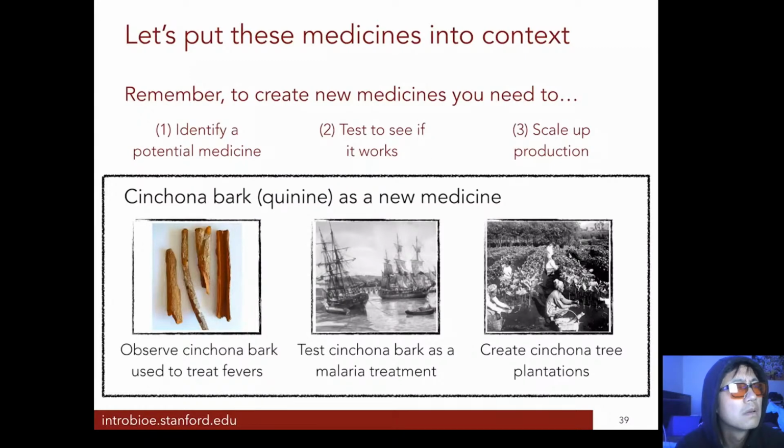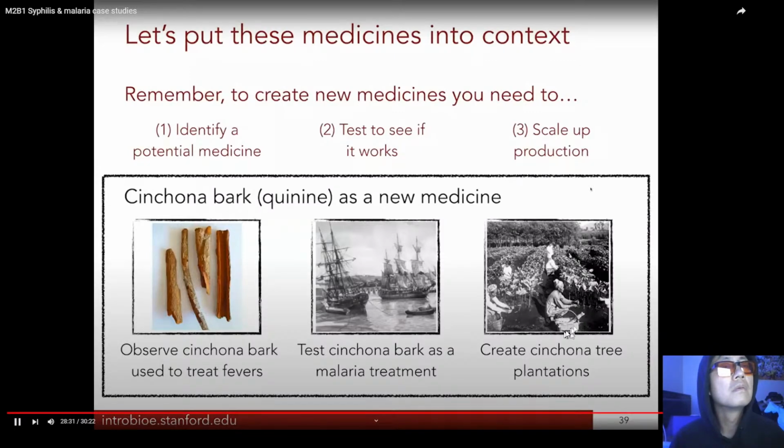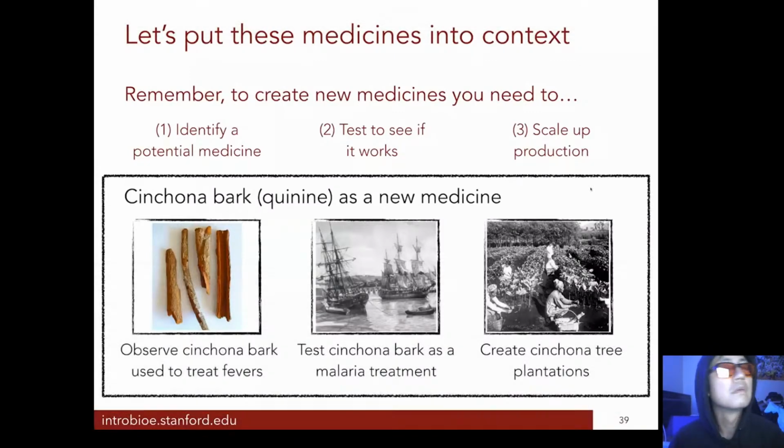And then to scale up production, they decided to create large plantations of cinchona trees. Now, that is problematic, and there are better ways to produce a lot of medicine. I think bioengineering can have an impact in streamlining these processes of medicinal development and scale up, and can avoid situations where we feel like we need to plant very large quantities of a tree, for example, in order to get a lot of medicine.